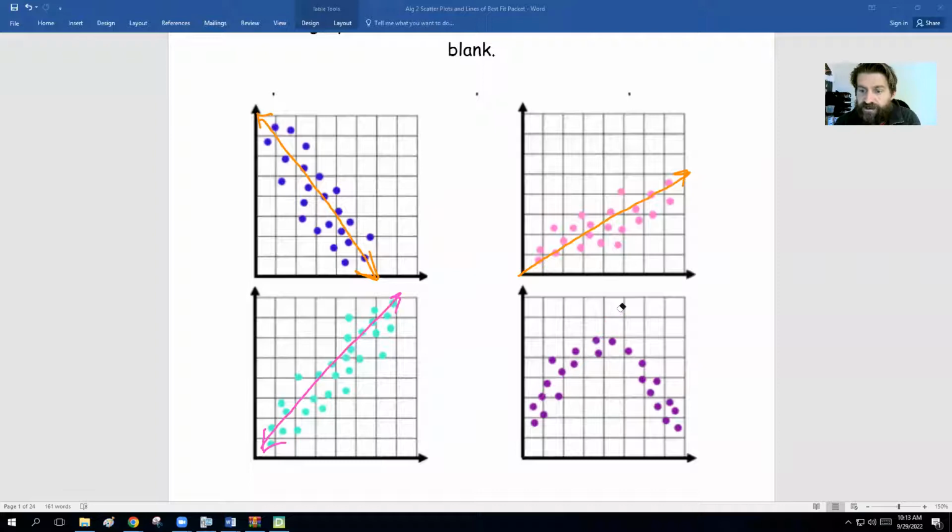Now, there's actually more than just lines of best fit. There are other things called curves of best fit. This would make a really nice parabola, but we're just going to leave this one blank because we're not at that type of mathematics yet in Algebra 2. Maybe later on in the year, we'll get to that.